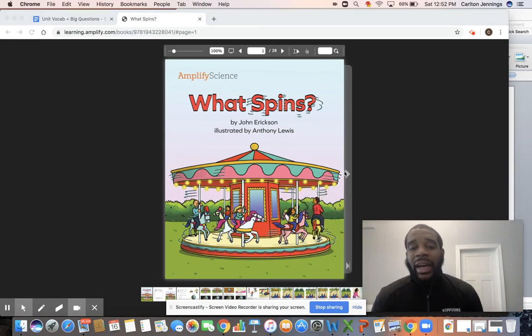What Spins by John Erickson, illustrated by Anthony Lewis. John Erickson is the author. He's the person who wrote the book, and the illustrator is Anthony Lewis. This is the person who drew the pictures in this book.